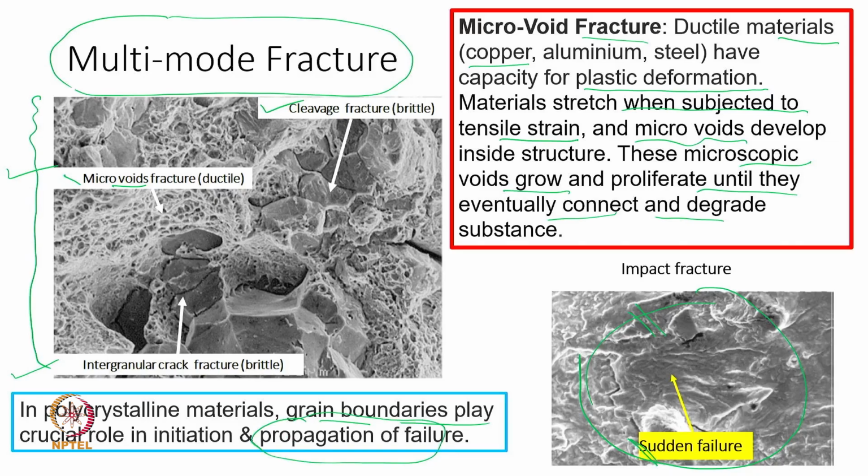Now, if these are the three failures, micro void, cleavage and intergranular, I will say the micro void will remain if the load is not very high, while cleavage requires a little more load to make the cleavage surface. That means a micro void can bear many more cycles compared to the cleavage fracture, while the intergranular crack fracture can be instantaneous, and because of that there will be a significantly high load.